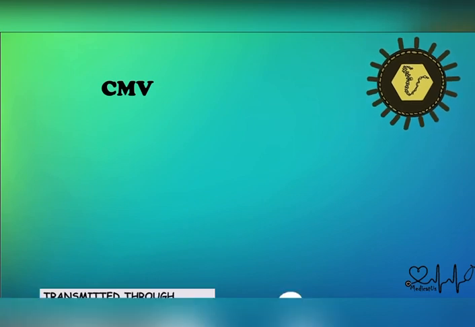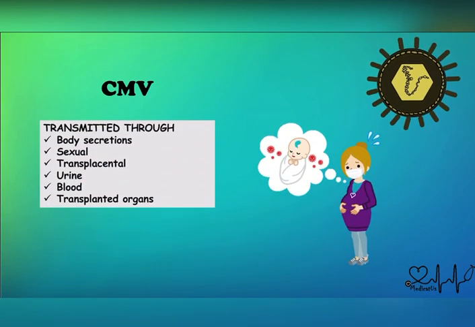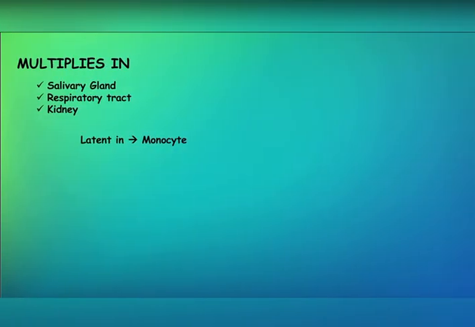It is transmitted through body secretions like milk, saliva, genital secretions, and also sexual transmission, transplacental, or via urine, blood, or transplanted organs. It replicates in the salivary gland, respiratory tract, and kidney, and is latent in monocytes. Easy to remember because CMV has M for monocyte.